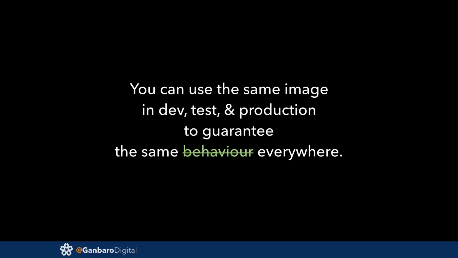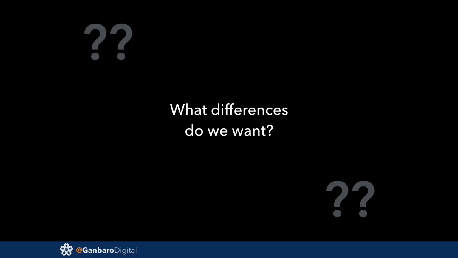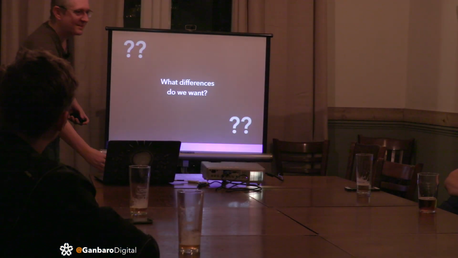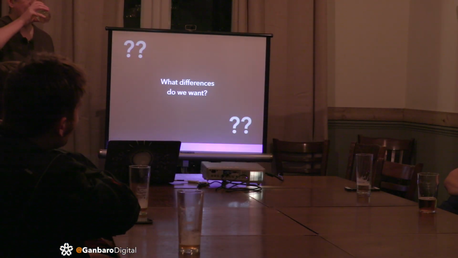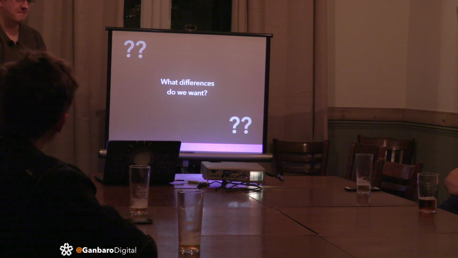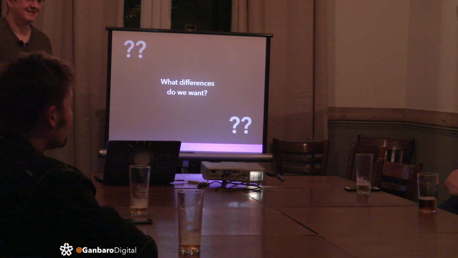We don't want the same behavior in dev, test, and live. What we want is the same software in dev, test, and live, but we do want some differences. Can anyone guess what those differences might be? Error logging, okay, yeah. Config. Anything particular about the config that might be different? Memory constraints, okay. Number of instances. Number of instances, okay. Where you're connecting to. Right, where you're connecting to. Anything else from anybody? Things like debug tools, profiling, yeah, these are all good stuff.